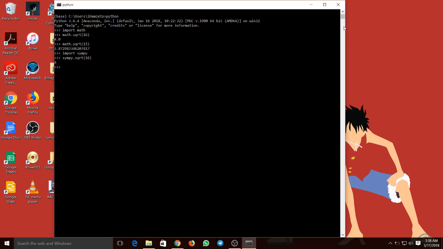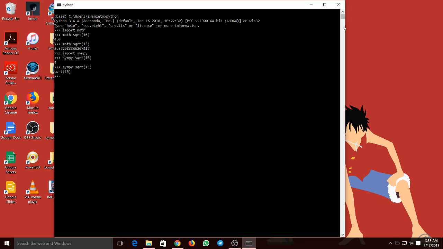So now let's try the square root of 15 that we did with Sympy again. You see, instead of giving us the decimal, it gives us the square root of 15. So if we want to find out where the real power of symbolic computation actually lies, let's try something different.